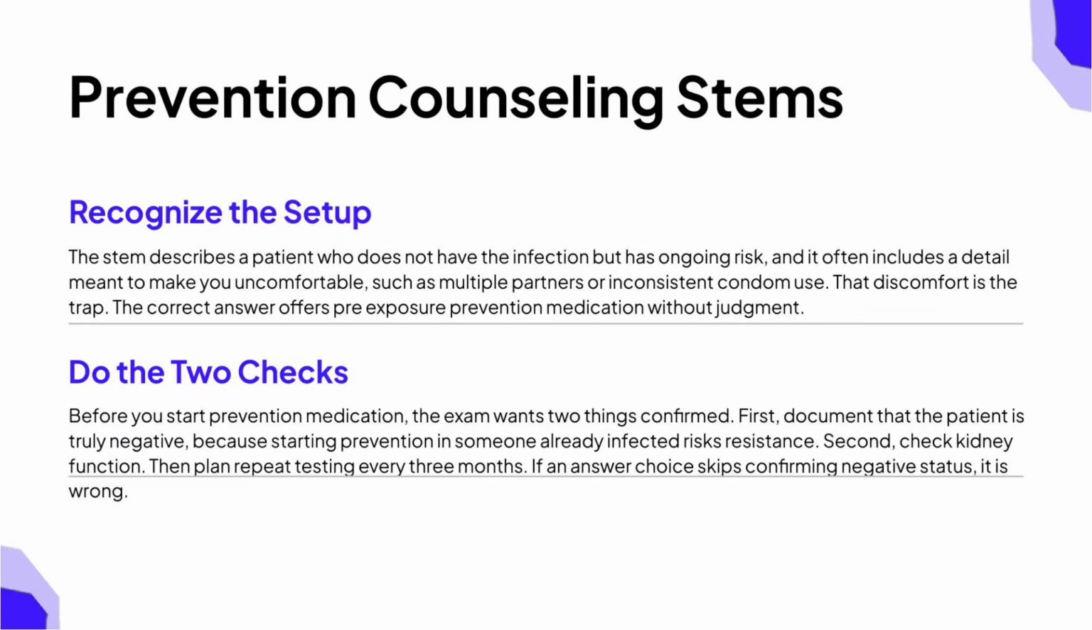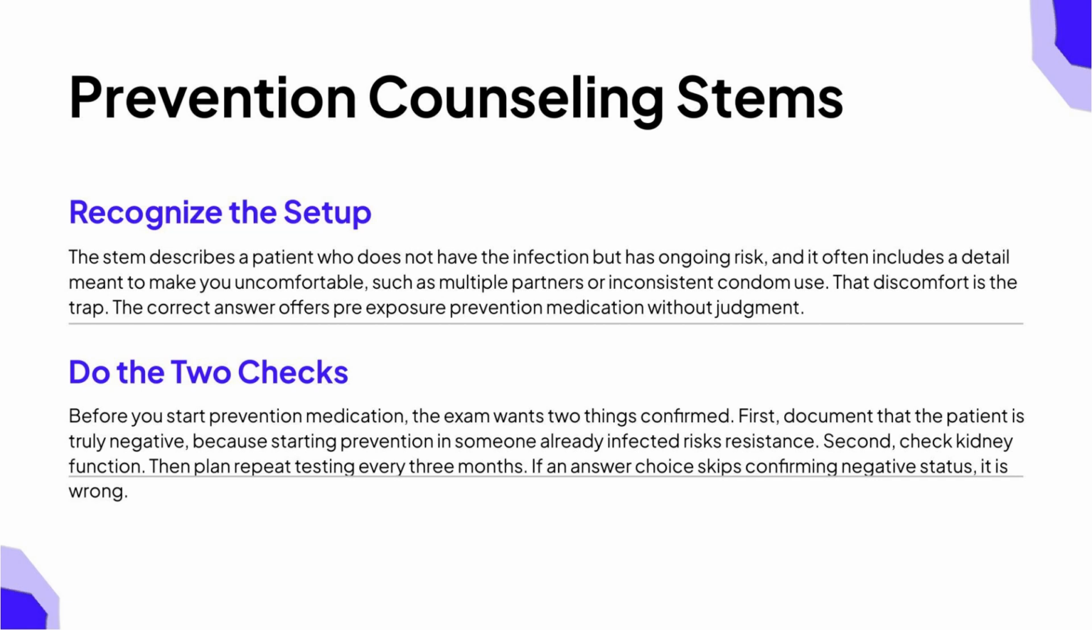Prevention counseling stems have a different flavor, and people lose points here for the wrong reasons. First, recognize the setup. The stem describes a patient without the infection who has ongoing risk, and it often includes a detail designed to make you uncomfortable, such as multiple partners or inconsistent condom use. That discomfort is the trap. The correct answer offers prevention medication without judgment.